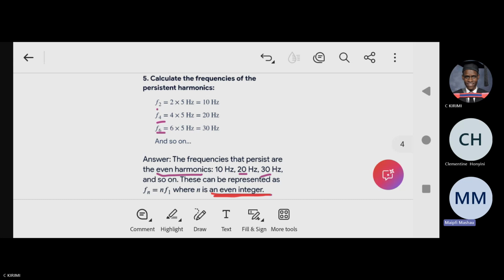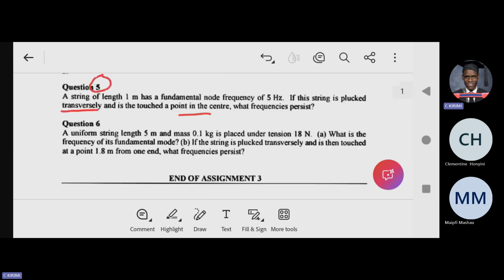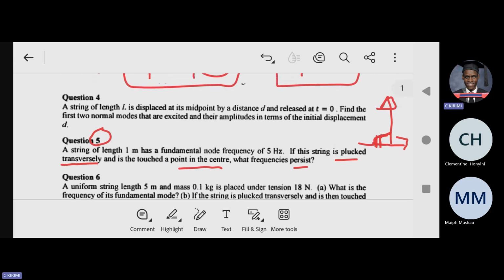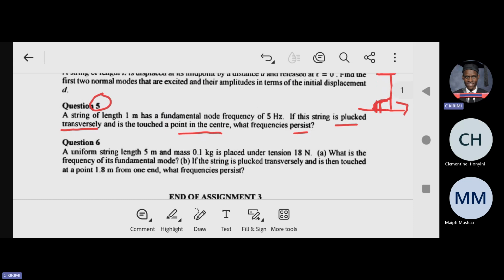So this is number 5. Number 1 and 2, we are done. I already sent you the recordings and the PDFs. Yesterday it was question 5, this one, which is asking for the frequencies. What frequencies persist? Question number 6 and number 4 are a bit long. They have long derivations.